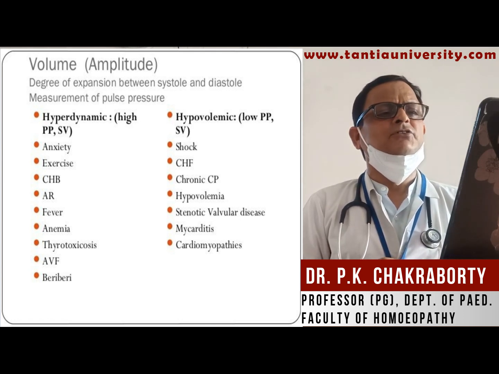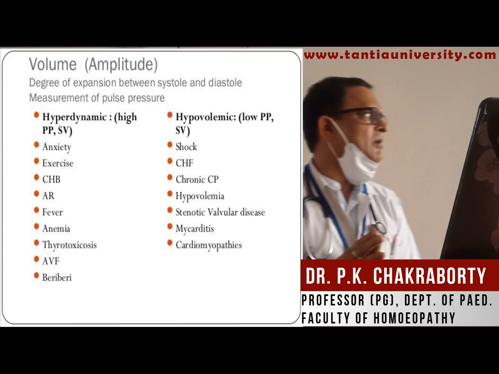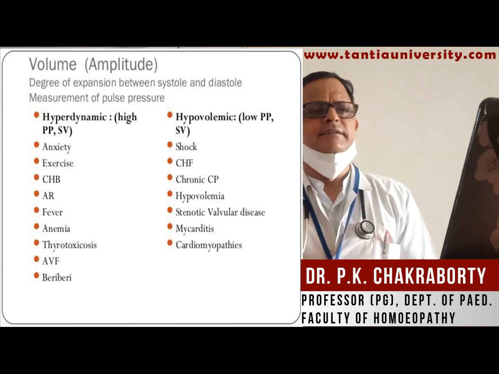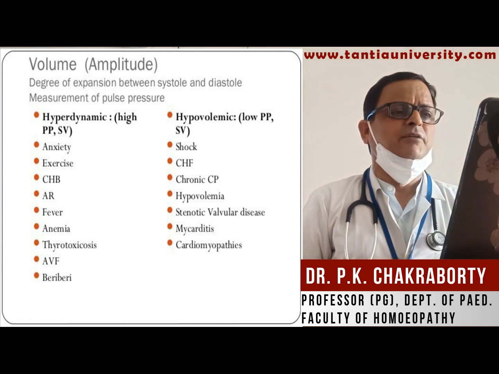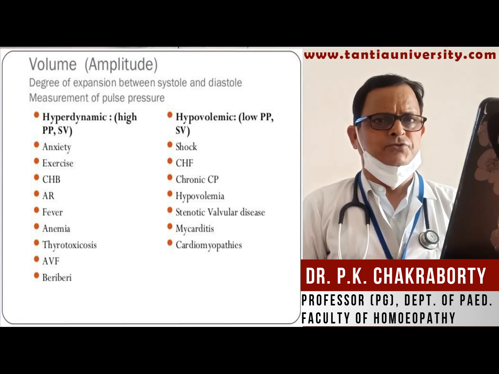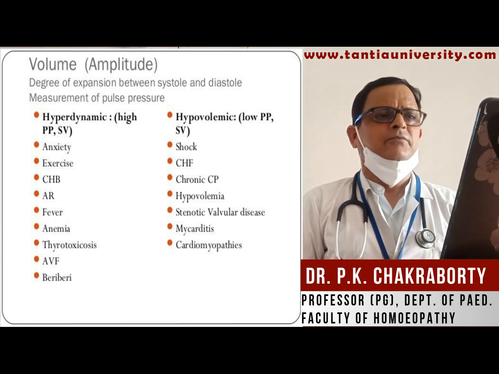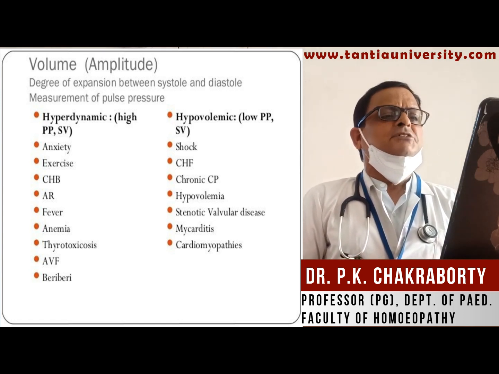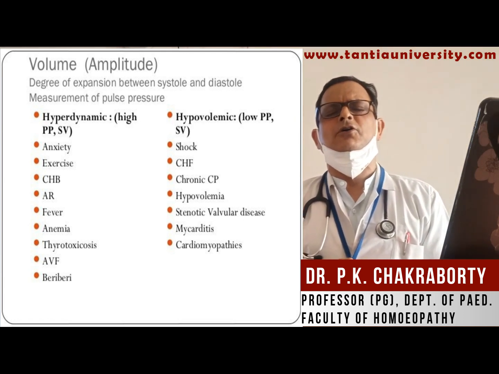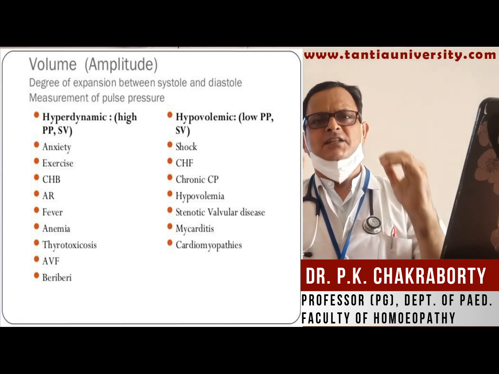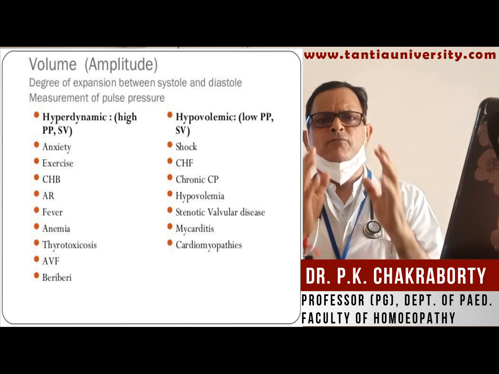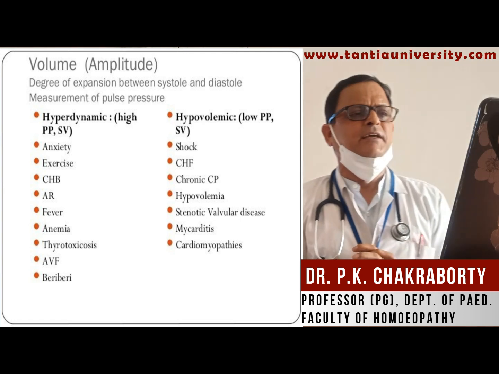Chronic congestive heart failure, where the right heart is congested with blood and a proper amount of blood is not there in the left heart. That is how hypovolemia occurs, and in contraction the stroke volume is going to be reduced. That is how we get hypovolemic circulation. In stenotic valvular disease the same thing is happening. If there is mitral stenosis, or aortic or tricuspid stenosis, in every case there is less blood available in the ventricle. Therefore the volume of blood is very much less.